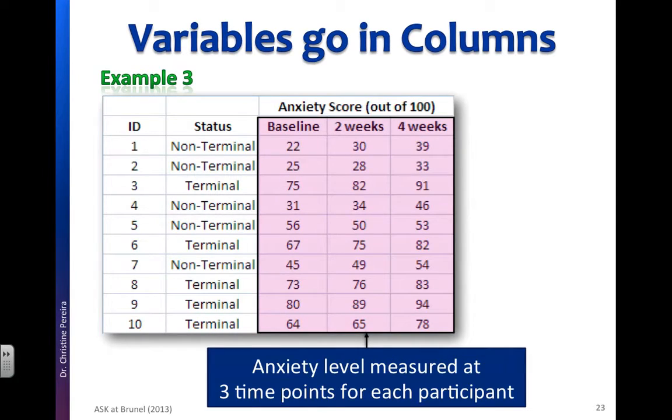My next 3 columns are anxiety scores. So we're trying to measure how anxious people are while they're in hospital. So baseline means when they arrive, and then after 2 weeks, and then after 4 weeks. So we're giving them an anxiety score at each time point and every participant is taking it.